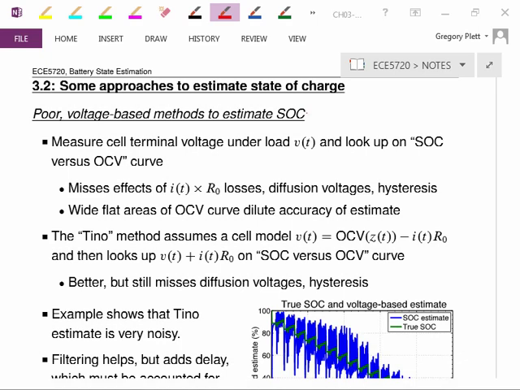We now look at some methods to estimate state of charge that are simple methods that might be the first things someone would think of when they went about trying to estimate state of charge. And there are pros and cons to these methods. As I said, they're simple. That's a huge advantage, but the accuracies tend to be quite poor. So I'm going to call these poor methods.